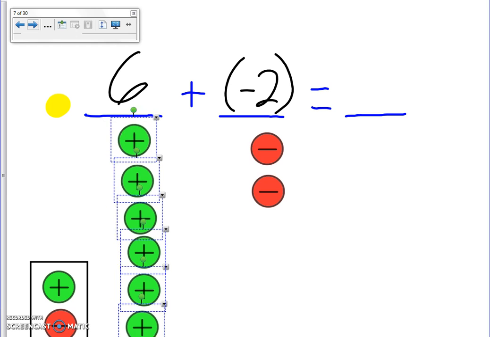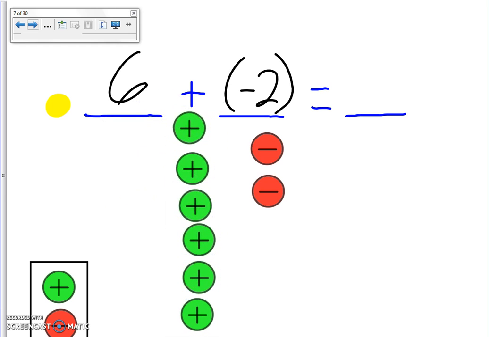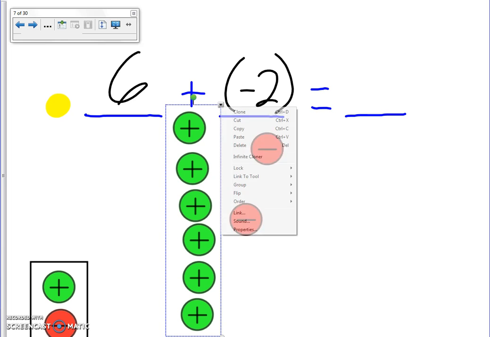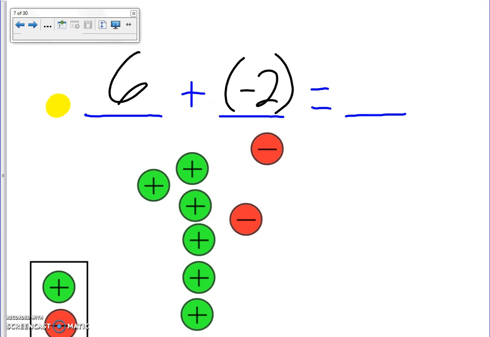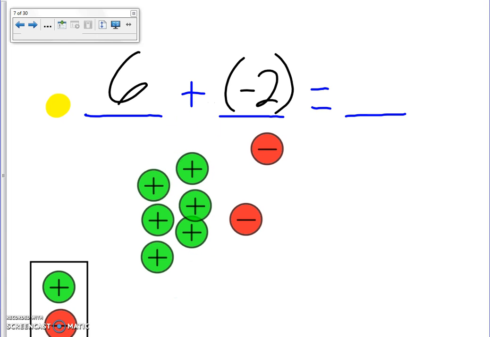So I'm going to take my 6 greens. There they are. I'm going to take my 2 reds. Let's ungroup this. They got grouped together. Here's my 6 greens. I'll kind of pile them together. Here's my 2 reds. Kind of pile them together.